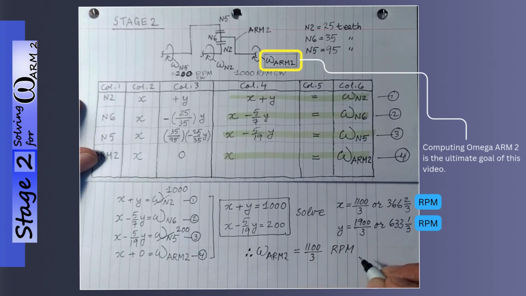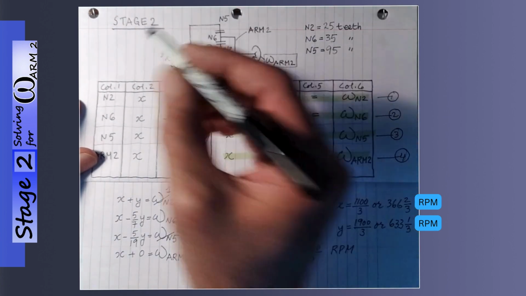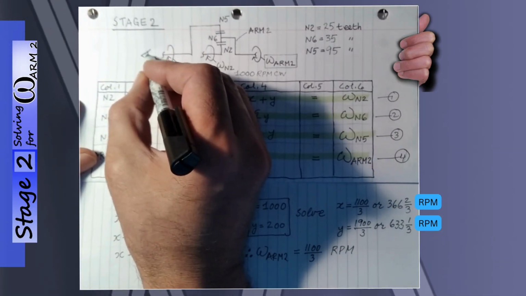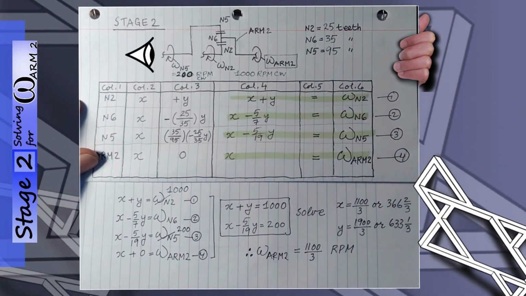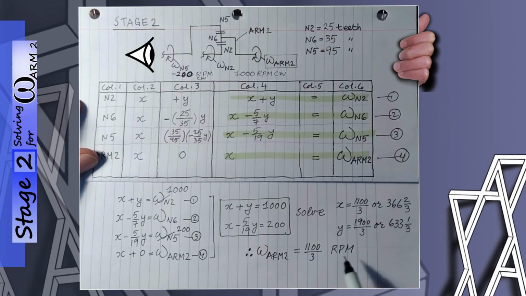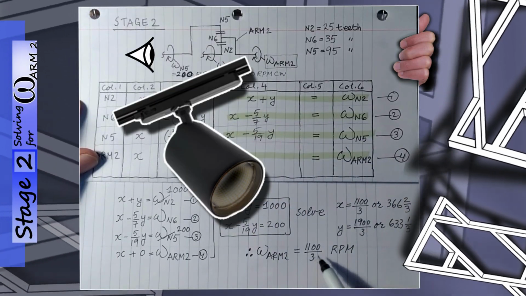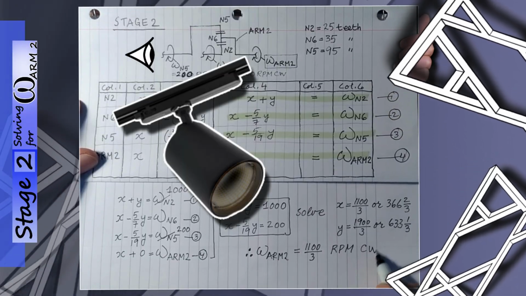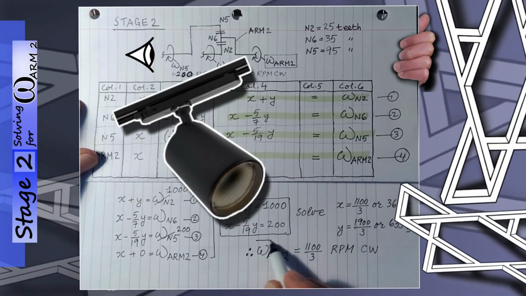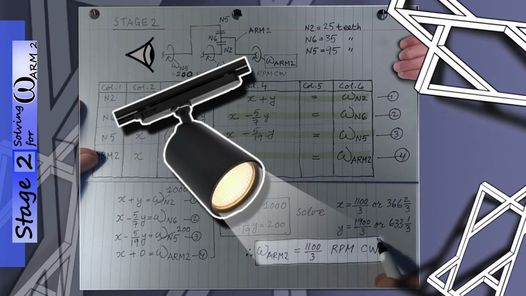1100 over 3 RPM, and it's clockwise. Why? Because there's a plus sign next to it, and we said in the beginning that if we view the diagram from the left, all rotations that are clockwise we will consider them as positive. So since the answer is positive, we know that the arm 2 is rotating at 1100 over 3 RPM in the clockwise direction. And this is our final answer. So let's draw a nice box around it.